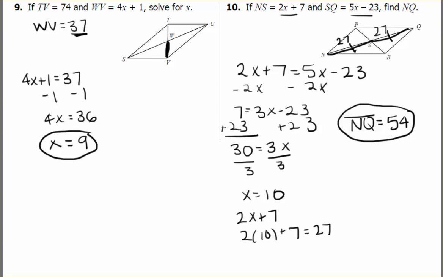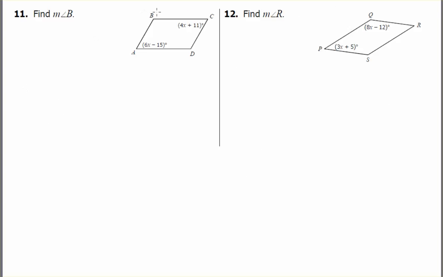So then let's move on and look at 11 and 12. So 11 and 12, if you notice, deal with angles. So it's the same type of setup as 7 and 8. So the property we're using is that the opposite angles are congruent to each other. So just like 7 and 8, when we set the sides equal to each other, we're going to set the angles equal to each other. So I'm going to say that 6x minus 15 equals 4x plus 11, and then solve algebraically.